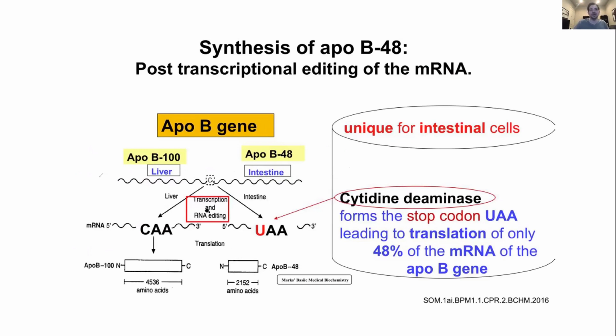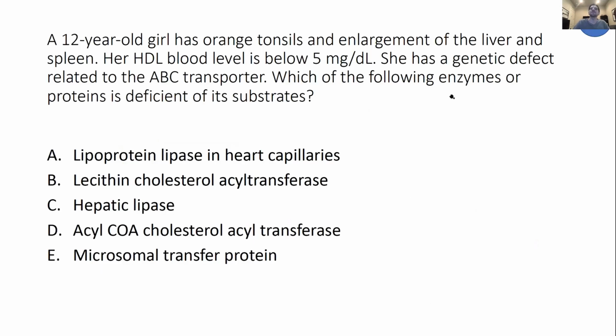ApoB 48. So after transcription, with this post-transcriptional editing, you can change that codon to a stop codon, right? And then you only use ApoB 48. Yeah, cytidine deaminase, that might be an important buzzword for you to remember. That's how we formed this stop codon. All right, try this one.